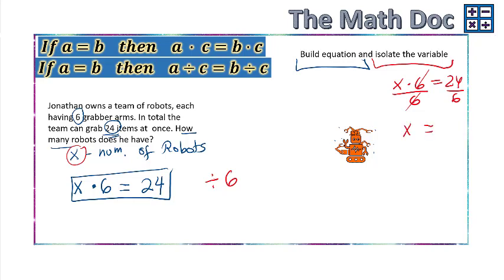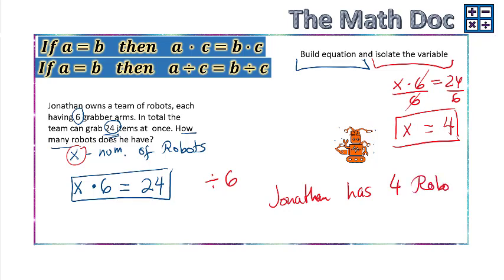And on the right-hand side, we have 24 sixths, which are just 4, right? So if we do 4 times 6, we get 24. So this is the result. So what does this mean? It means Jonathan has 4 robots. Okay, and that is our solution.